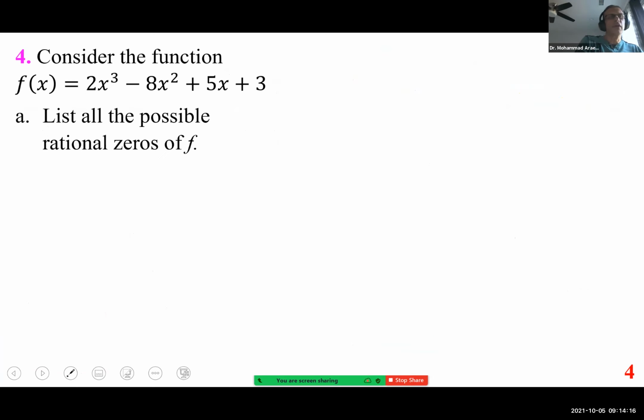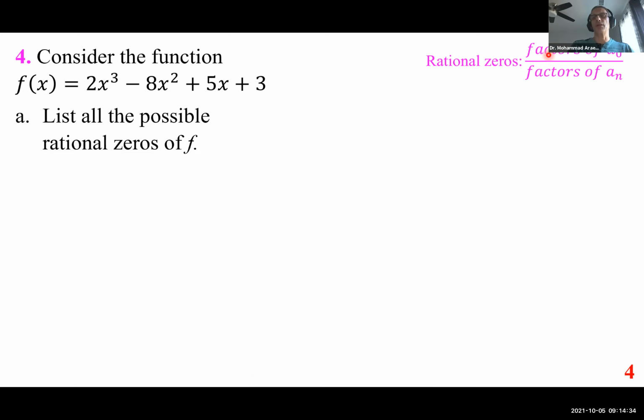Here's the function f of x equals 2x cubed minus 8x squared plus 5x plus 3. We want to list all possible rational zeros of f of x. So what is the rational zero theorem? The rational zero theorem says you write factors of a sub 0 at the top, you write factors of a sub n at the bottom, and you write those ratios. Those are possible rational zeros.